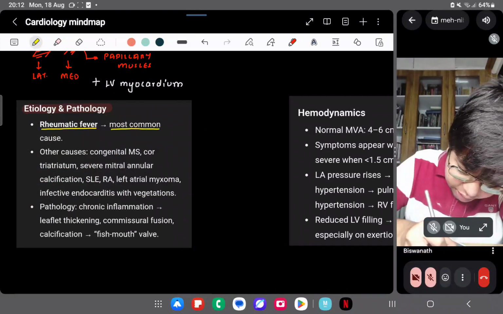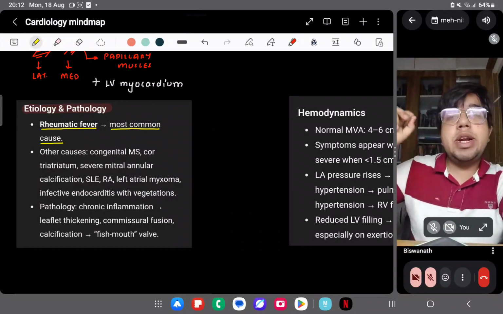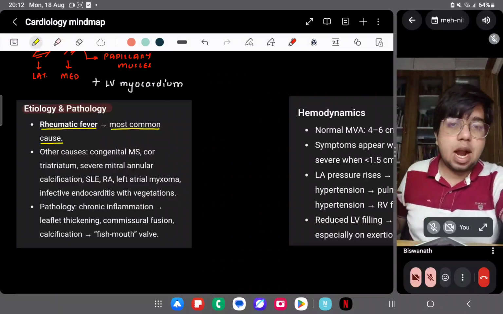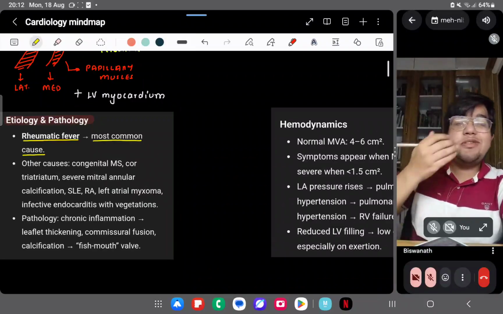Rheumatic fever is the most common cause. This is a very important term. Predominantly, it is associated with rheumatic heart disease. Rheumatic heart disease is the most common cause. So rheumatic fever is associated with valvulitis.